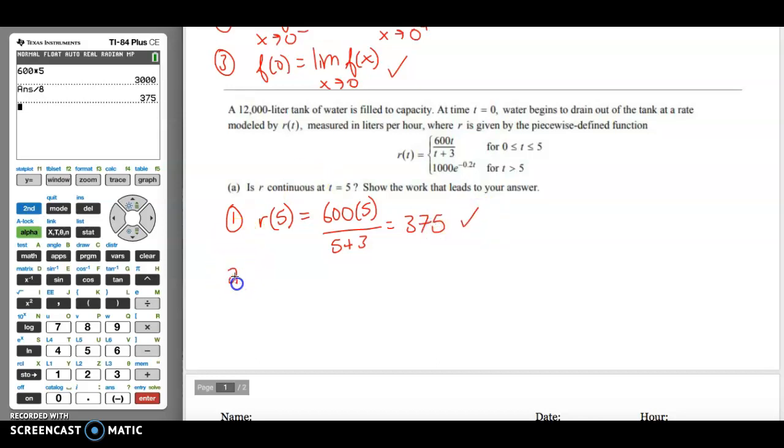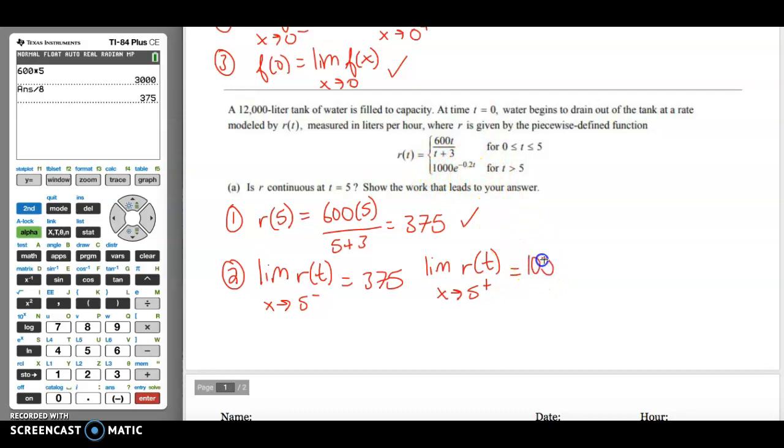Excellent. Step 2 is to show your limits exist and are equal, or figure out if they are. Oh, don't use f here because we're using the function r of t. The limit as x approaches 5 from the left-hand side is the same thing, 375. And then the limit of r of t as x approaches 5 from the right-hand side would be if I plugged 5 into there.